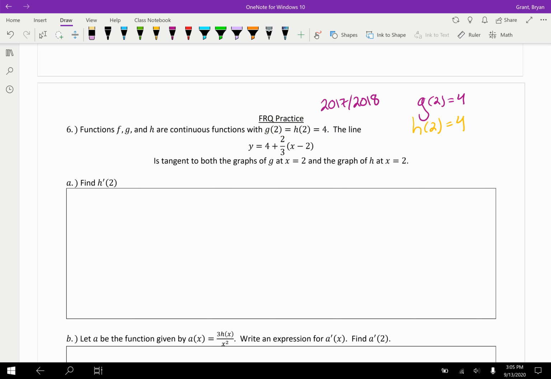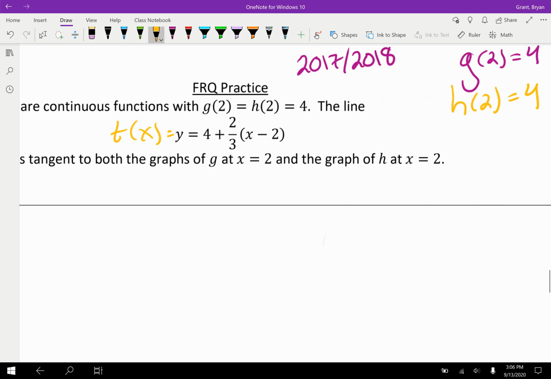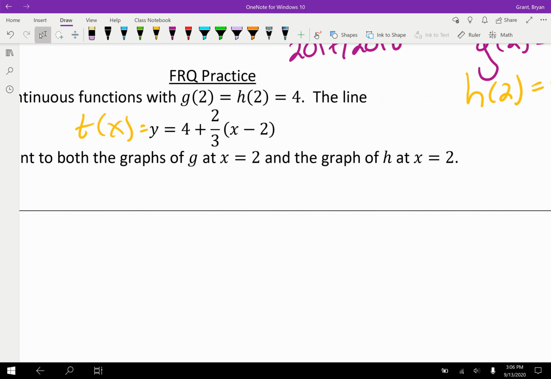And then they also have a line tangent to both the graph of g and h. So we need to remember a couple things about tangent lines too. I think that's going to make this go a lot faster. This line here is tangent, right? Maybe I'll call it t of x in case you wanted to use my notation for it. If it's tangent, we should be able to get a few things out of it. First, what form is this in? Well, 4 plus 2/3 x minus 2. Notice if you move that positive 4 to the end, it becomes plus 4 here. This is just our HK form, isn't it?